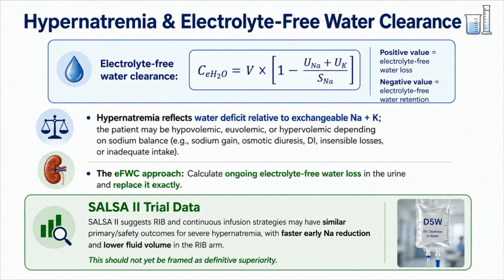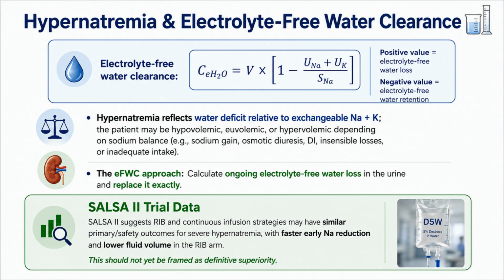The urine electrolyte-free water clearance formula asks whether the kidney is losing or retaining electrolyte-free water. A positive value means ongoing water loss. A negative value means retention. Clinically, this helps move beyond static water deficit calculations. If the patient continues to lose electrolyte-free water in the urine, replacing only the initial deficit will undertreat the problem. The slide also notes emerging SALSA-2 hypernatremia data. The teaching point should remain cautious. Do not frame early signals as definitive superiority.